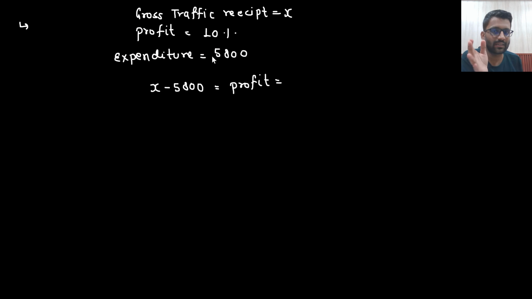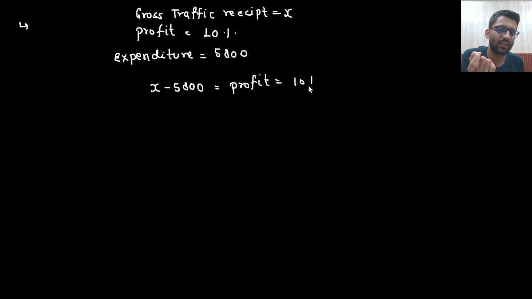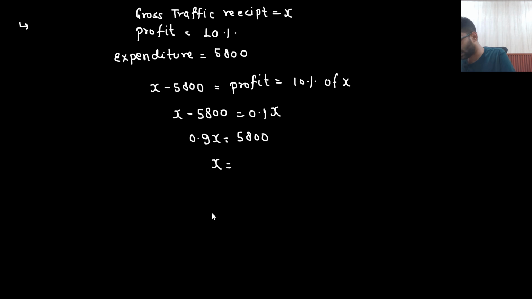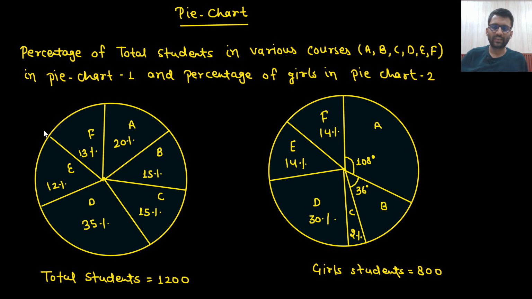So what is the profit? X minus 5,800. So that should be equal to 10% of the gross traffic receipt. Make a profit of 10% over gross traffic receipt. So it should be 10% of X. That would be 0.1x. So 0.9x is equal to 5,800. So X will be equal to 5800 divided by 0.9. So it should be 6444 something rupees. This is the answer, 6444.